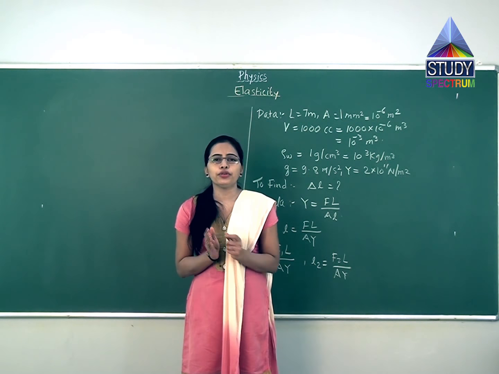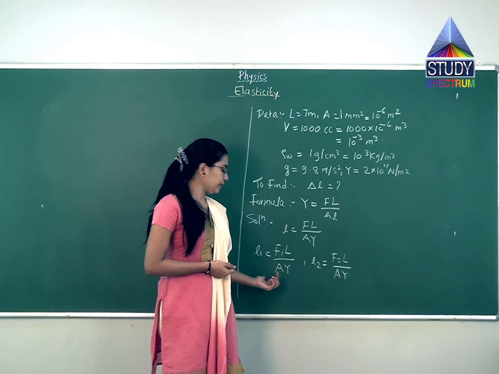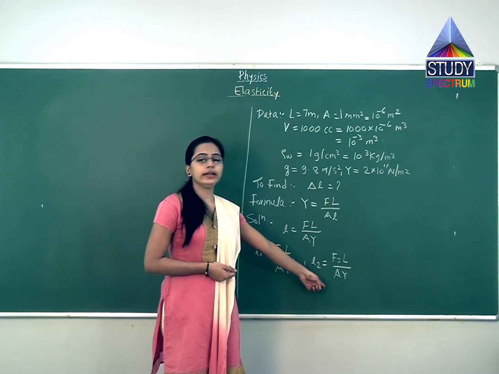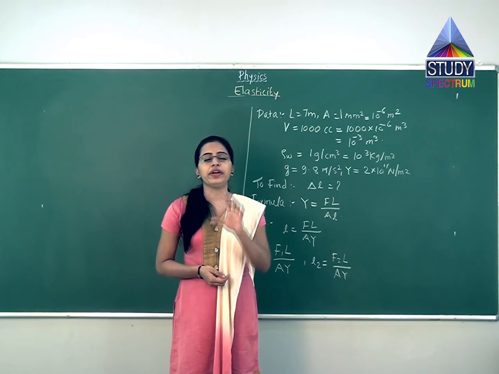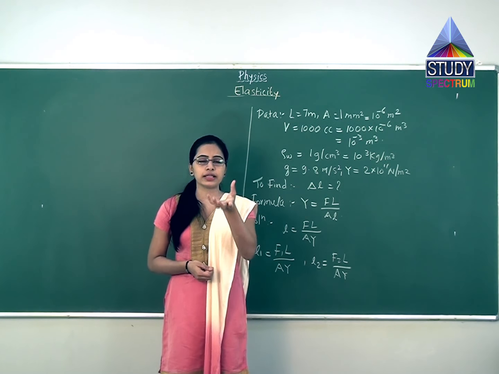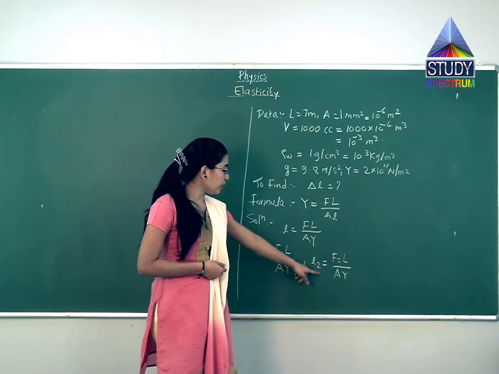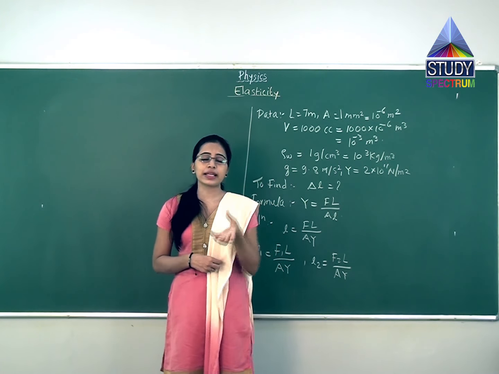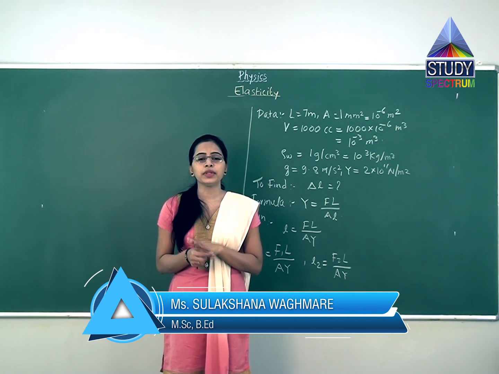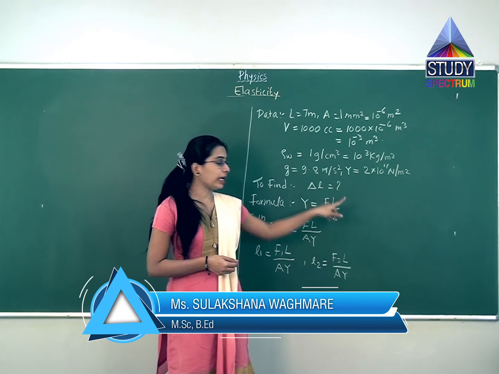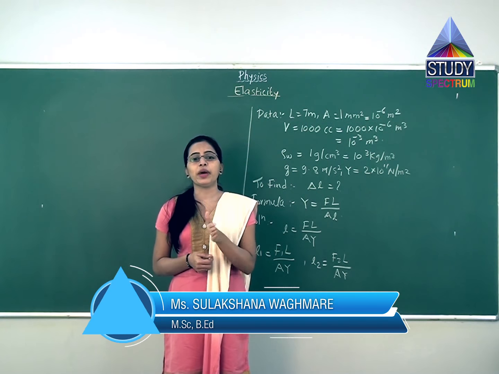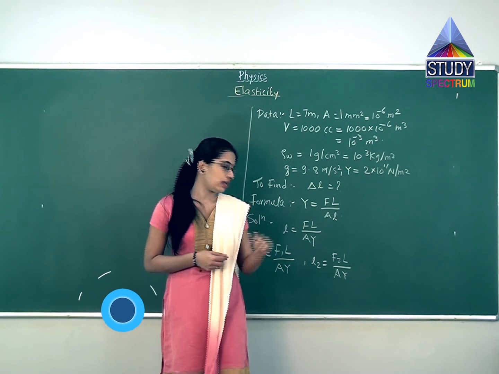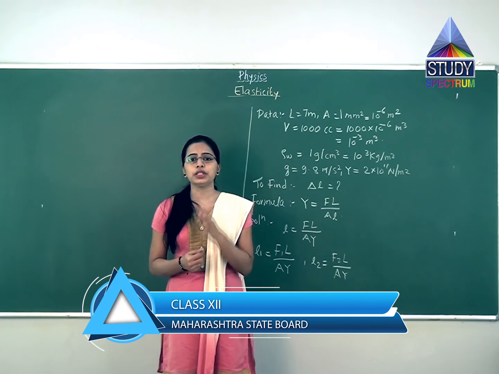Now from Young's formula I have written the expression for l1 and l2. Here l1 is the length when the steel weight is hanging in air, and l2 is the length when the same weight is immersed inside the water. Now here we have to find delta l. That means we have to find the change in length, l1 minus l2. So for that we will subtract these two equations.